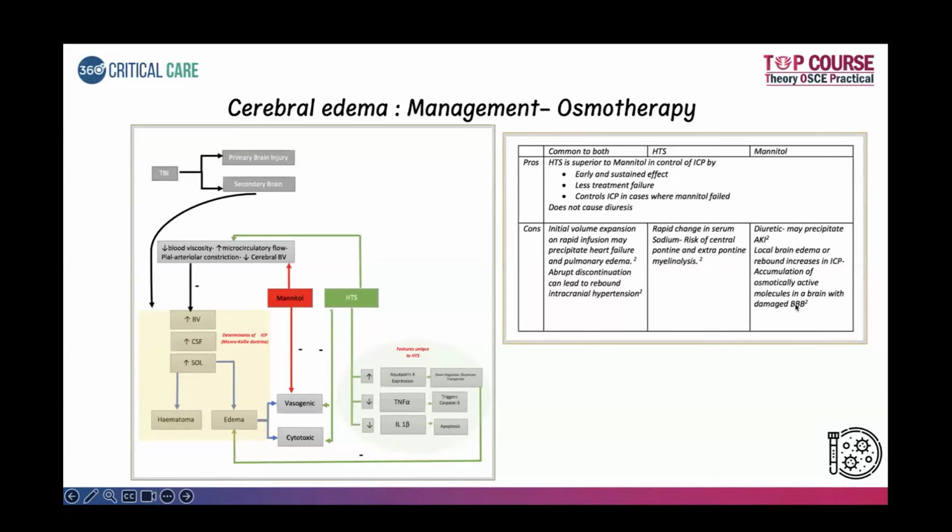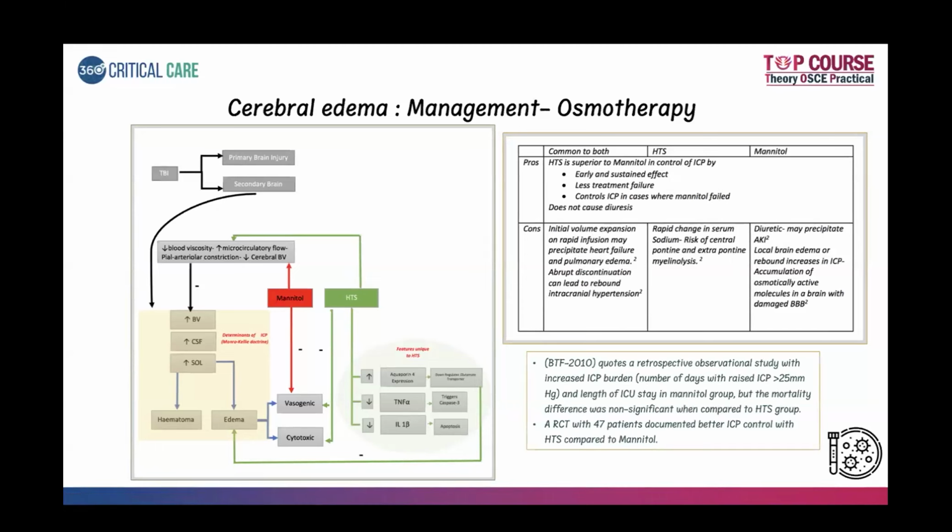So what you call refractory or rebound local brain edema has been found as a consequence of mannitol. Both of them can cause initial volume expansion on rapid infusion, which can cause precipitated heart failure in a borderline patient, and pulmonary edema. So both of them can cause pulmonary edema. Abrupt discontinuation can lead to rebound intracranial hypertension, which is true for both of them. So this is important. This table is important if they ask you to compare and contrast hypertonic saline and mannitol.